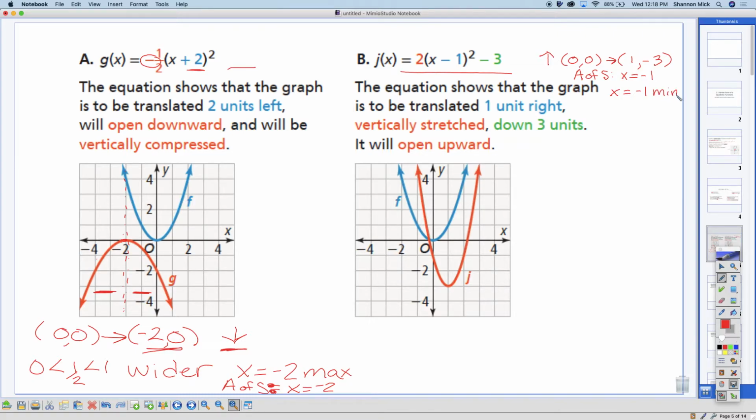Oh, I forgot this 2. What does that 2 tell me? 2 is greater than 1, so the graph is what? Narrower. So I call this my roadmap. Should I be able to sketch that graph pretty easily now? Yeah, so let's look. The blue again is the parent function. My vertex went to 1, -3, right here. And is it narrower and opening up? Yes.